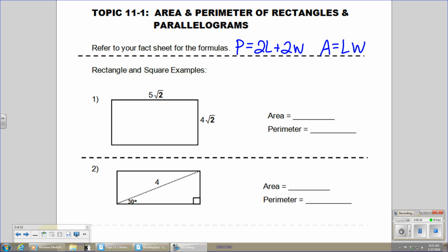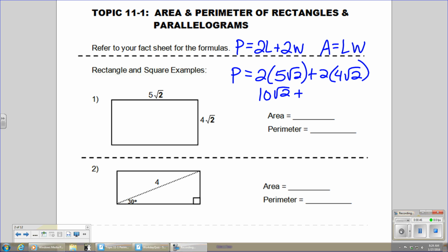So obviously you've been doing that for a long time, so we're going to be going a little more in depth and using our geometry skills to help us find length and width. So at number 1, the length and width are given to us. For the perimeter, we're going to do 2 times 5 square root of 2 plus 2 times 4 square root of 2, and then add those together. So that gives us 10 square root of 2 plus 8 square root of 2. Because those are like terms, they have the same radical, we can add them together and we get 18 square root of 2.